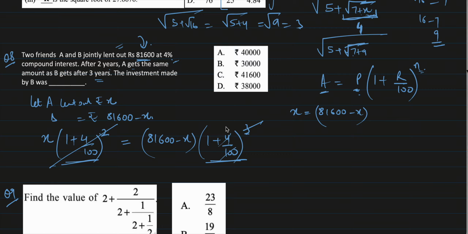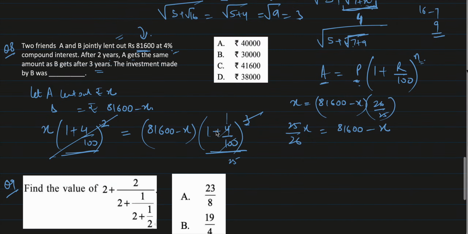You can cancel this out. 4 ones are 4, 25s are 100. So it is 25 plus 1, 26 by 25. I can take it on this side. So 25 by 26 x is equals to 81600 minus x. So this is the easy way of solving it. Cancel it out. Okay, students.